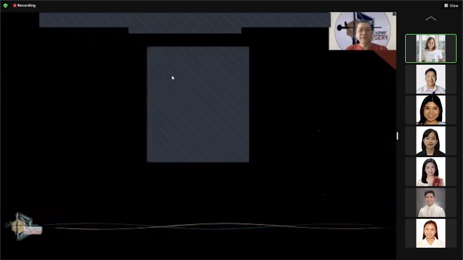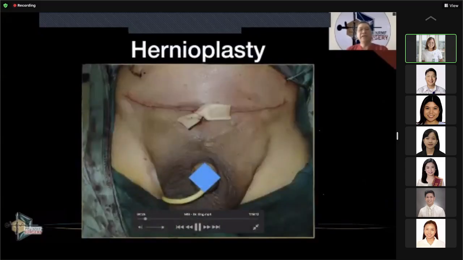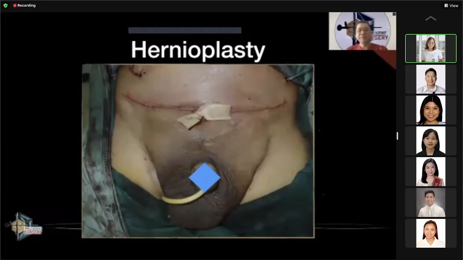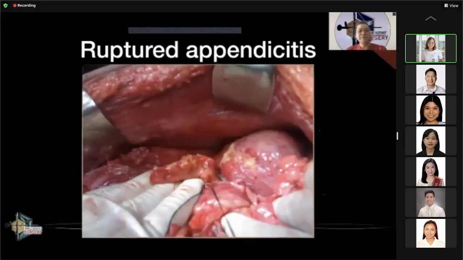This is another patient who had a bilateral inguinal hernia repair done before and had a recurrence. You can see the reoperation, a transverse incision from the lower abdomen. This is a ruptured appendicitis. You can see the size of the appendix. It's smaller than the finger of the surgeon. But you need to make a very long incision just to clean the entire peritoneal cavity. So even if this is a small appendix, cleaning the peritoneal cavity needs a longer and wider incision.